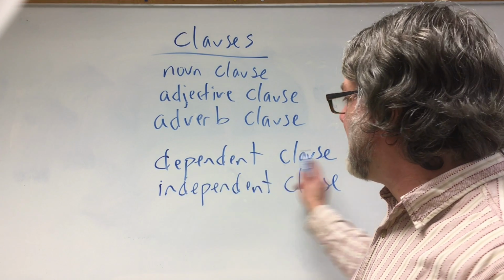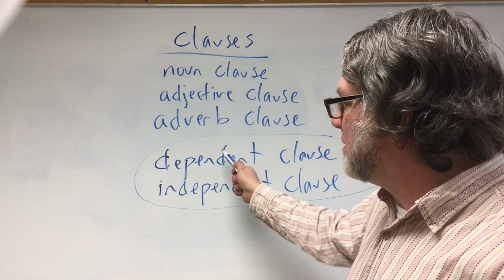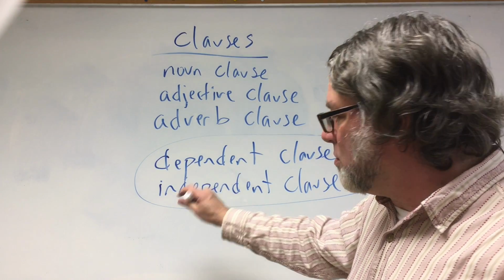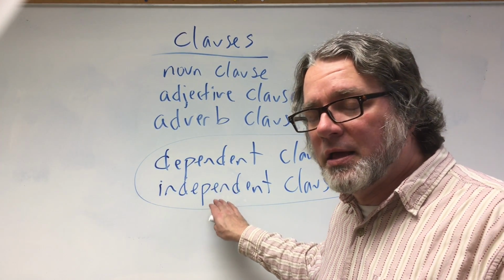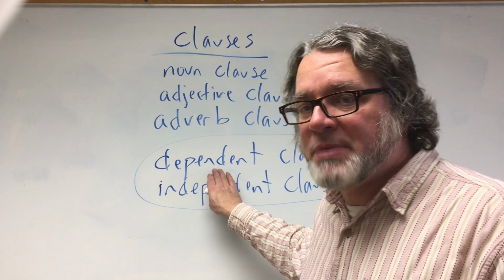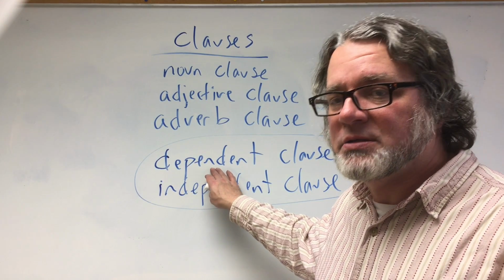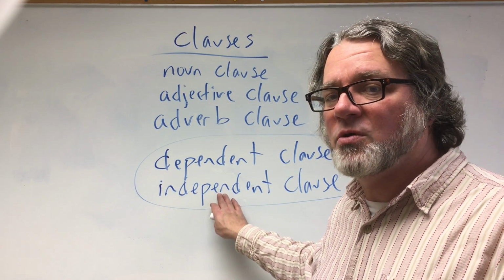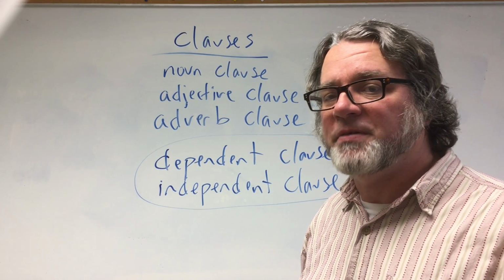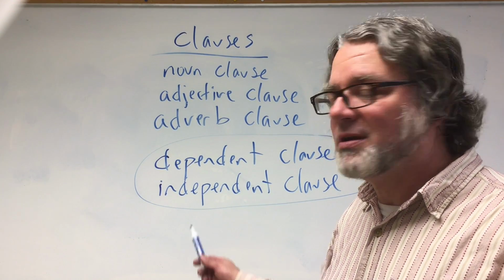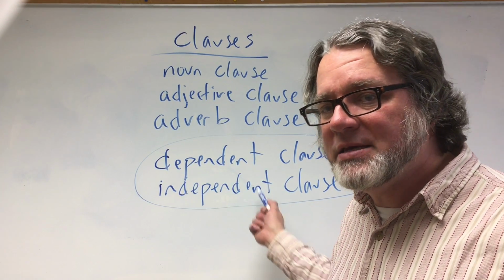In English, it's very common to add these together: the dependent clause with an independent clause, or 2 independent clauses, or an independent clause and 2 dependent clauses, or 2 or 3 dependent clauses with 2 or 3 independent clauses. English can be very complex, and when you're forming sentences, you're actually putting these together.